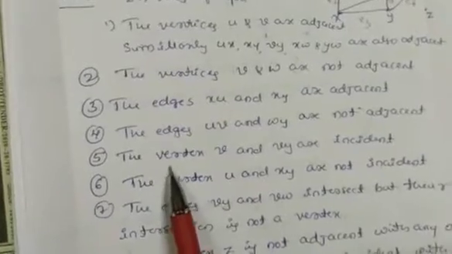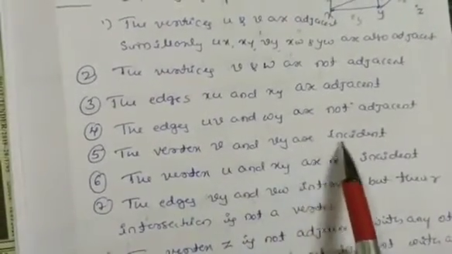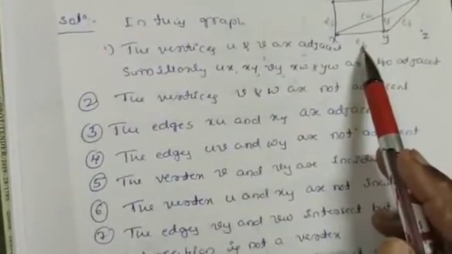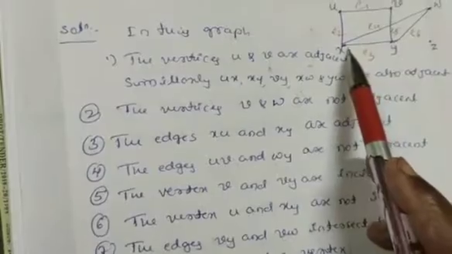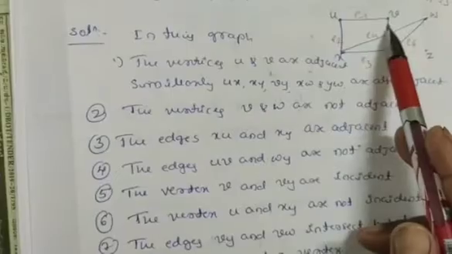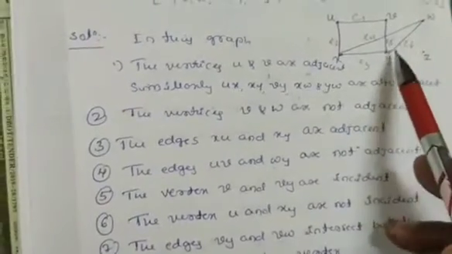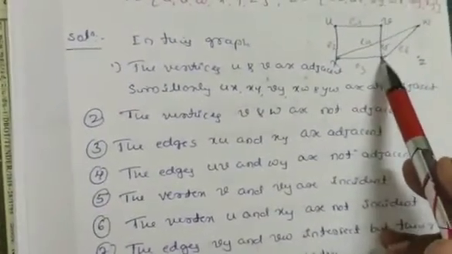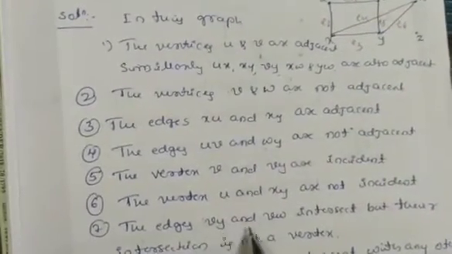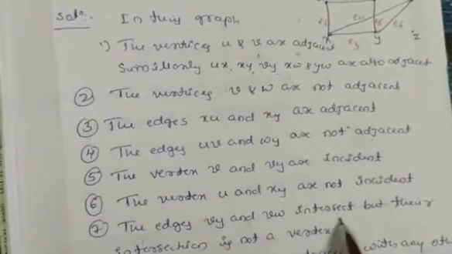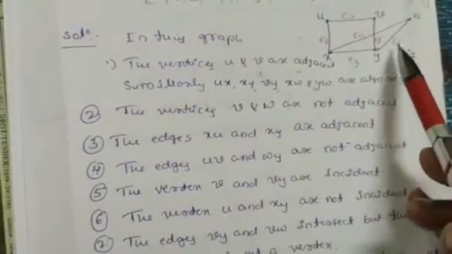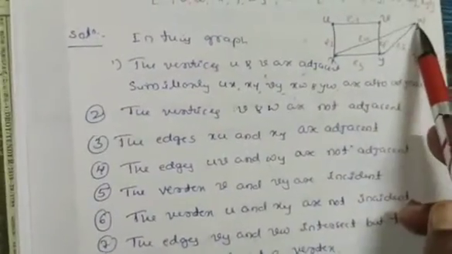Next, the vertex v and the edge vy are incident, meaning an edge and a vertex join at the same point. We call that incident. So the vertex v is incident with vy. This is an edge and this one is the vertex. The edges vy and vw intersect, but their intersection is not a vertex.